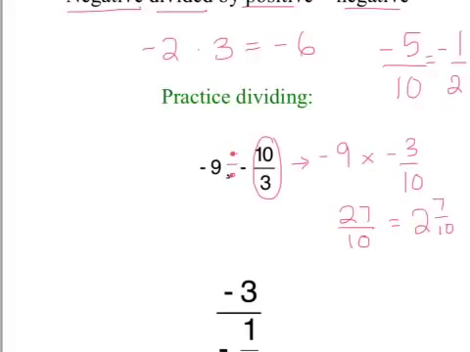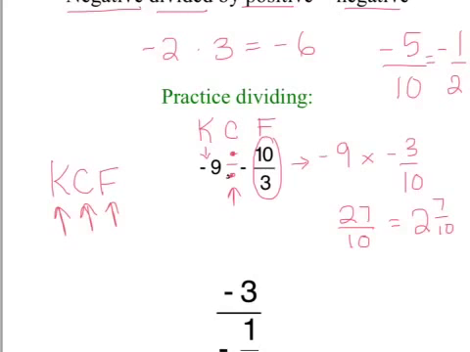Now, one thing that I always say when I'm dividing fractions or dividing numbers that deal with fractions, I always say to keep the first number, change, meaning change from division to multiplication, and then flip 10/3. So keep, change, flip. Kentucky chicken, fry it. Okay?